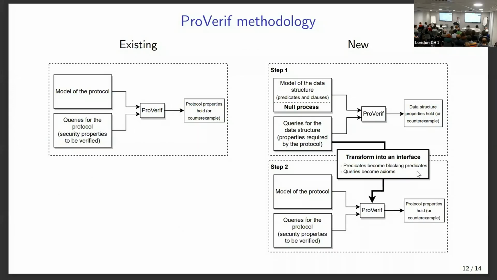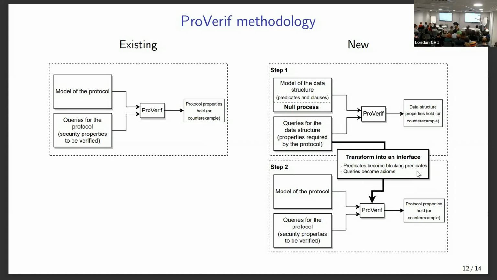Well, here, this illustrates the way it works. Instead of just having this kind of monolithic setting where you build a model of the protocol and you have the queries and you submit it all to ProVerif and you get an answer back, it works in a more compositional way. You can say that I want to use a particular kind of data structure. So I'm going to verify the properties of the data structure independently of the protocol that's going to use them. So you build a model of the data structure. Then, interestingly, the null process, because you're not talking about any particular protocol using the data structure, just the data structure itself. And then the queries about the data structure. ProVerif then tells you whether the data structure satisfies the query.